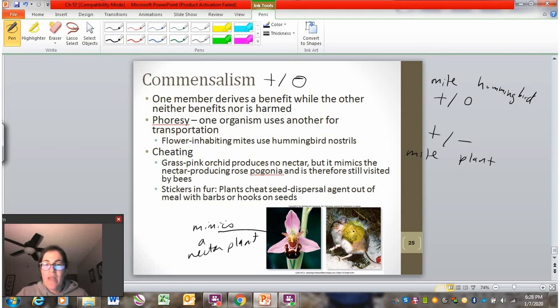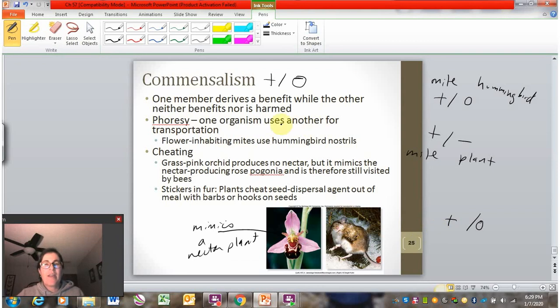Stickers are another way that we see cheating, this commensalism. So here's a little mouse with this sticker stuck on it. It's not giving anything to the mouse, and the mouse isn't being hurt either. Other than a nuisance, like it's going to have to pick off that sticker, it's not really hurting the mouse. So the mouse is a 0, and the plant is benefiting because it got its seed dispersed.